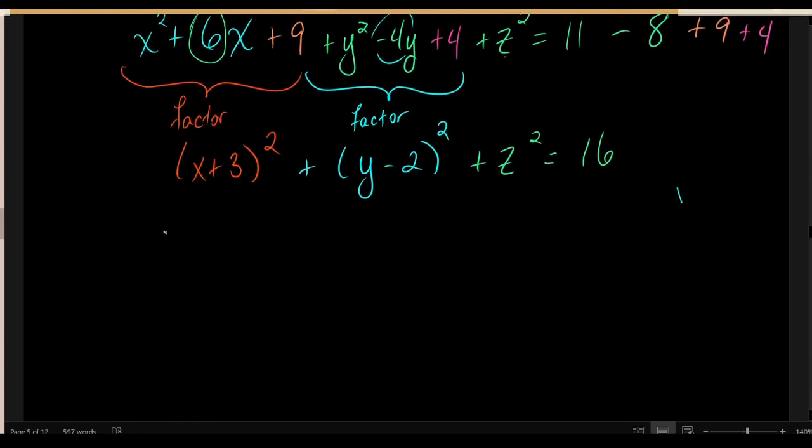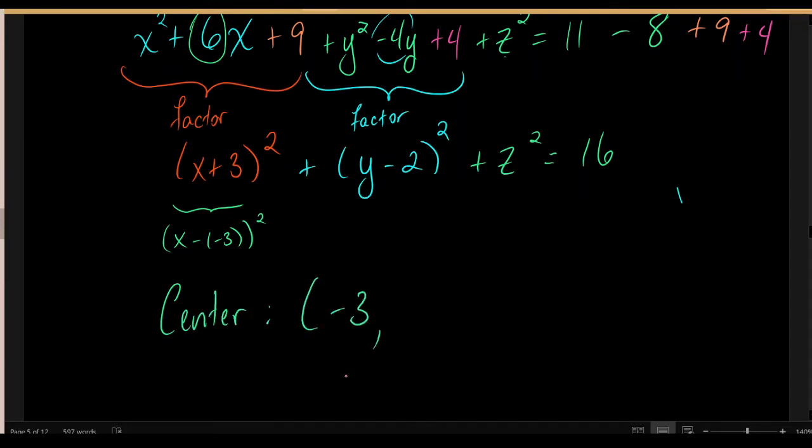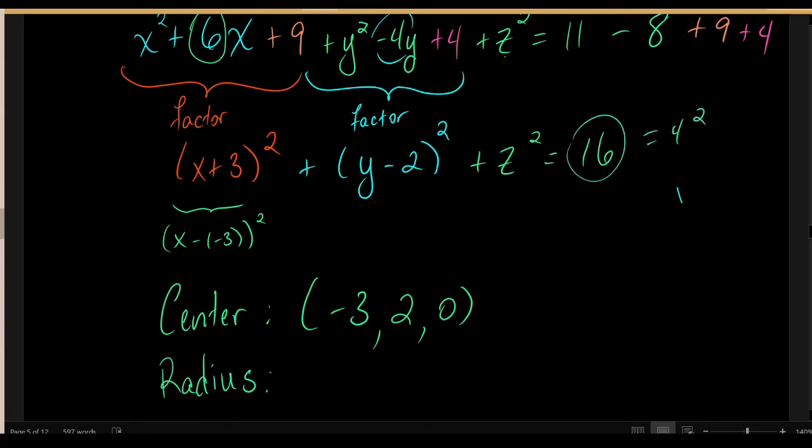So we can see that we have x minus negative 3 quantity squared. So our center will have an x component of negative 3. We have y minus 2 squared. So take away 2. 2 is the y coordinate of the center. We have z minus nothing squared. So since nothing is being subtracted from the squared z, the z of the center is 0. And finally, the radius is the number whose square is 16. 16 is 4 squared, so the radius is 4.